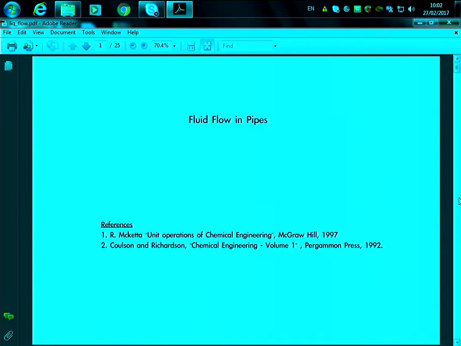Okay, so shall we continue? Right. So now we're moving on to another topic, and here we will look at fluid flow in pipes.